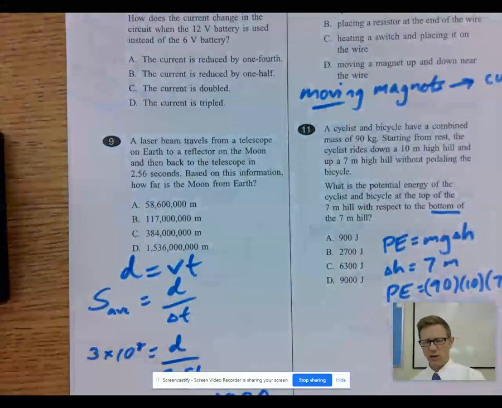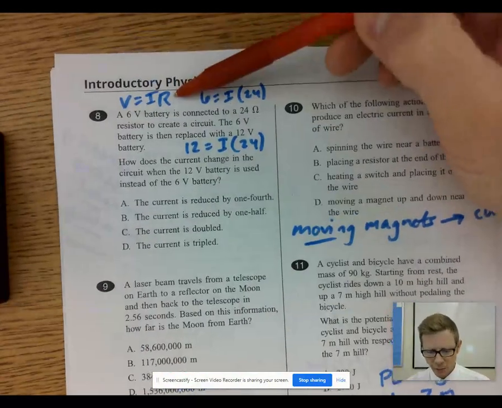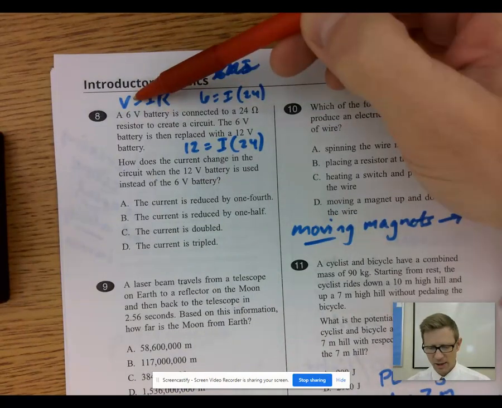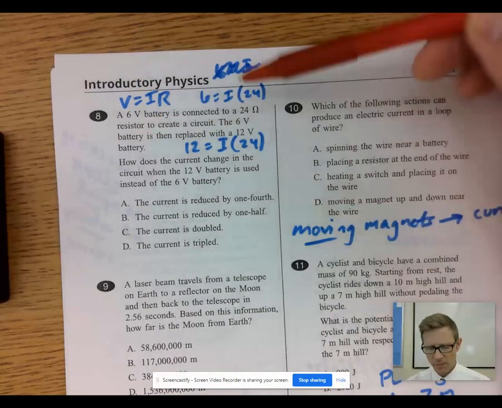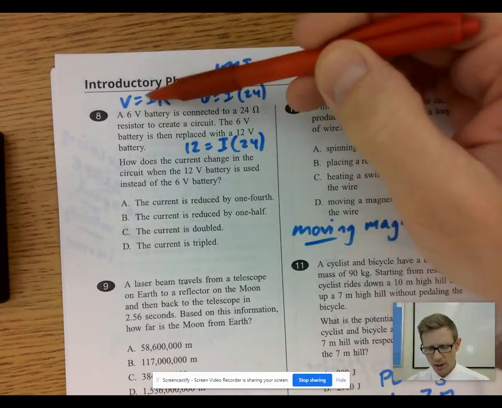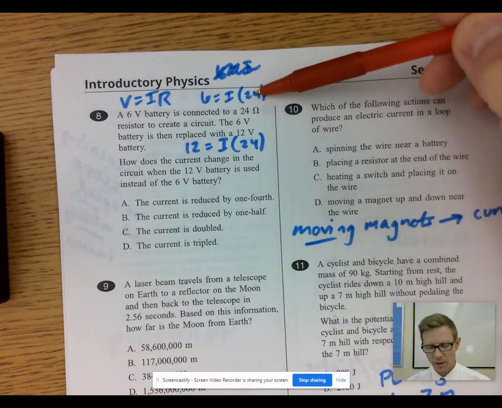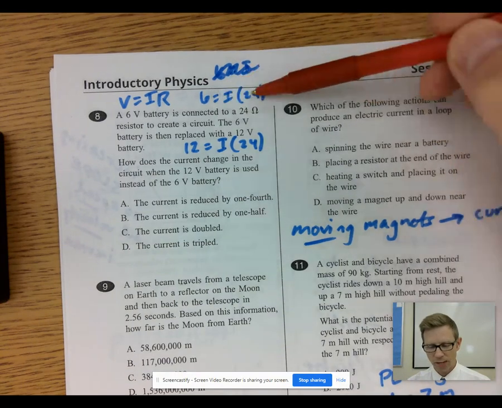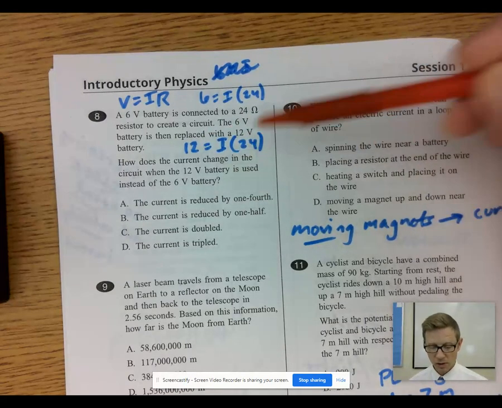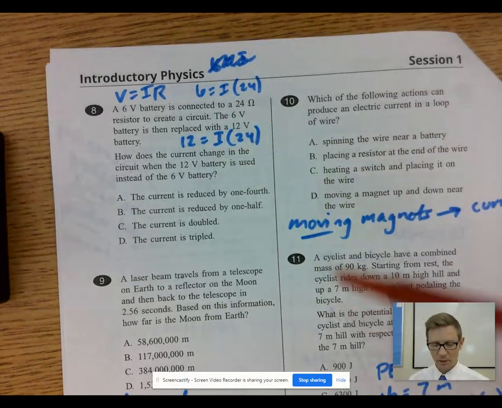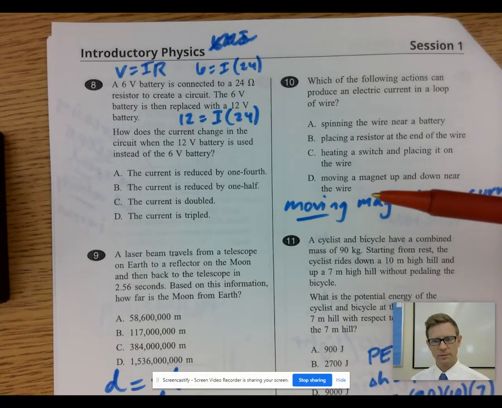Number 8, this is Ohm's law again. There's a mention of voltage in a battery, that's V. Ohms is the resistance, it says resistor there. So I can plug into V equals I R. V is 6, R is 24. When you solve this, you get 0.25. If you put in a different voltage, you get 0.5. Oh, so the current must have doubled when we doubled the voltage. So the answer is C, the current doubled.